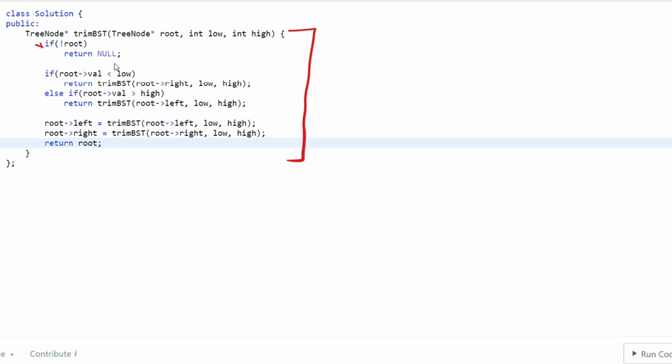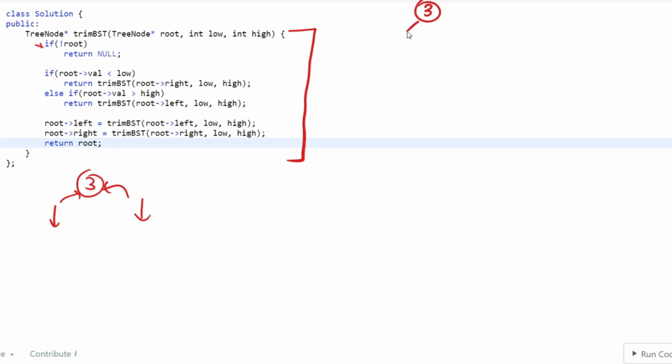Otherwise, if this is not the case, the root value is in the range of low and high, that means we have our answer in the left side as well as the right side, and we have to see both. We are going to return this root, and there will be our left and right both. So let's have a dry run.